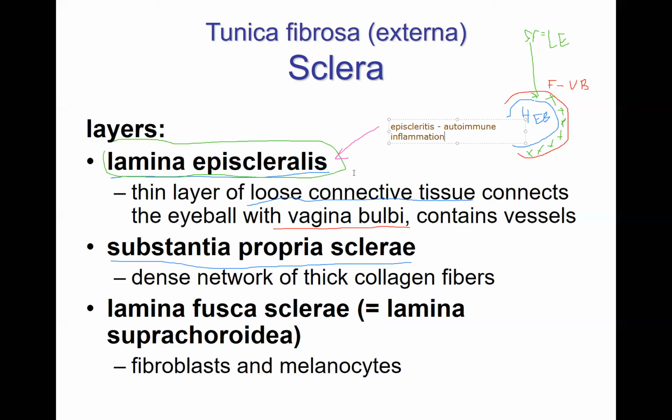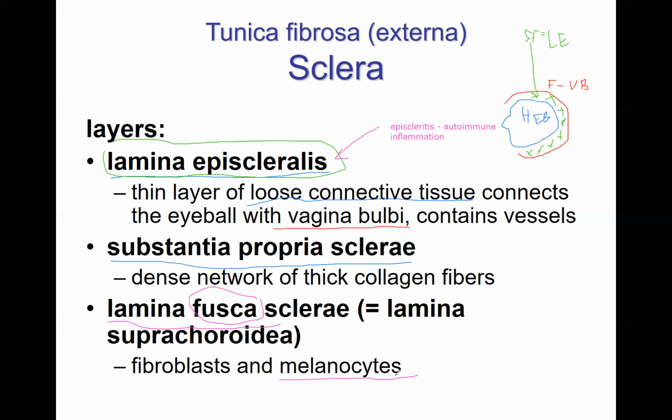So definitely this thin layer is clinically very important. On the other side, that means on the internal side, we have a structure or a layer which is called Lamina Fusca. Fuscus means brown. And why is it brown? As it contains melanocytes with melanin. So it helps to form a black chamber inside the eye for good vision.